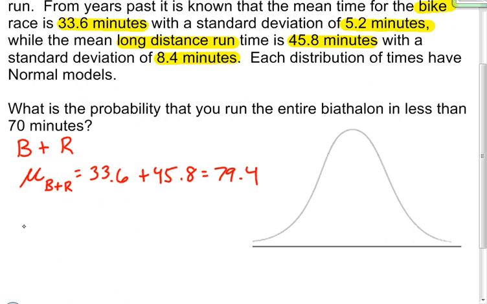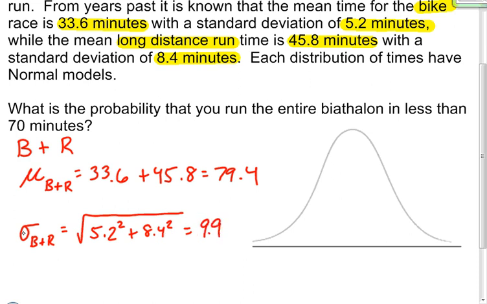Now for standard deviation, I cannot just add the two standard deviations together. I have to find the variance of each, then add them together, and then take the square root of that in order to find the standard deviation of the sum of these two random variables. So I'm going to take the square root of 5.2 squared, which is the variance for this standard deviation, plus 8.4 squared, which again is the variance for this standard deviation. And when I do the math here, I end up getting 9.9 for the standard deviation of the entire race.